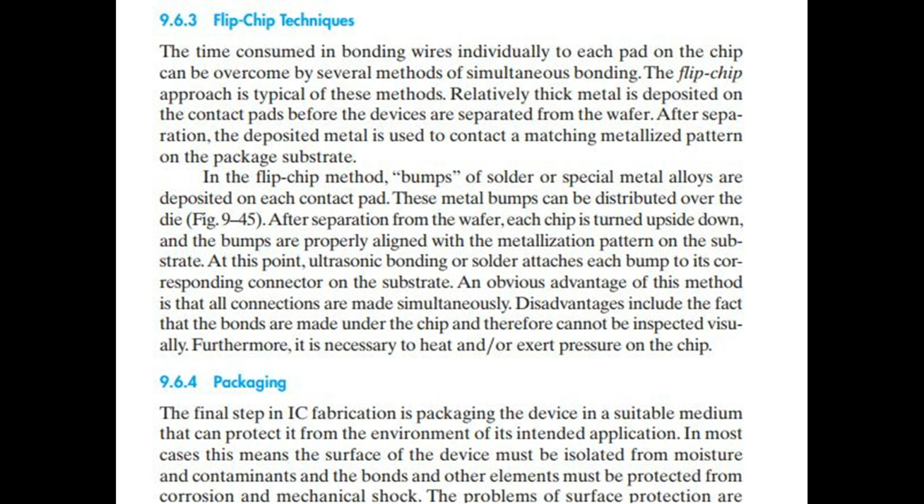In the flip chip method, bumps of solder or special metal alloys are deposited on each contact pad. These metal bumps can be distributed over the die, Fig 945. After separation from the wafer, each chip is turned upside down, and the bumps are properly aligned with the metallization pattern on the substrate. At this point, ultrasonic bonding or solder attaches each bump to its corresponding connector on the substrate. An obvious advantage of this method is that all connections are made simultaneously.